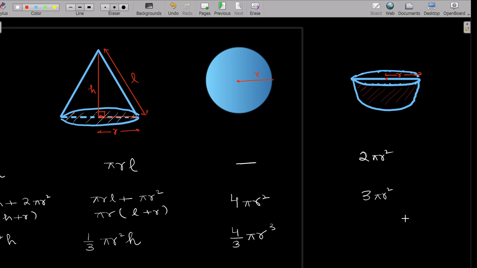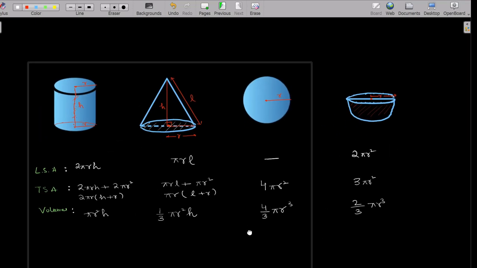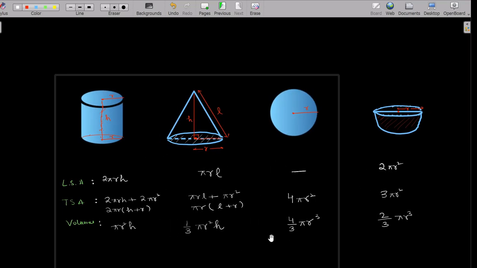Okay, and the volume will be what? The volume will be half of the volume of the sphere. So 1/2 of 4/3, which is 4/6, so 2/3 pi r cubed. Yes, 2/3 pi r cube. Okay, so that's it. These are all the objects. Okay, Anika, let's do some practice problems based on this.